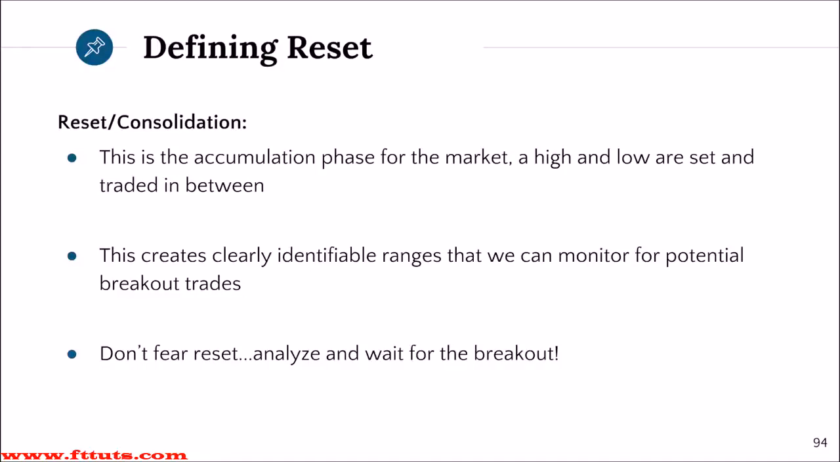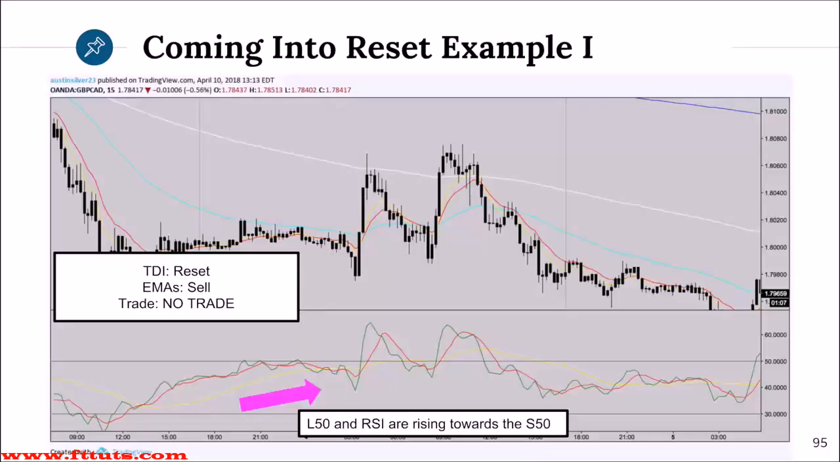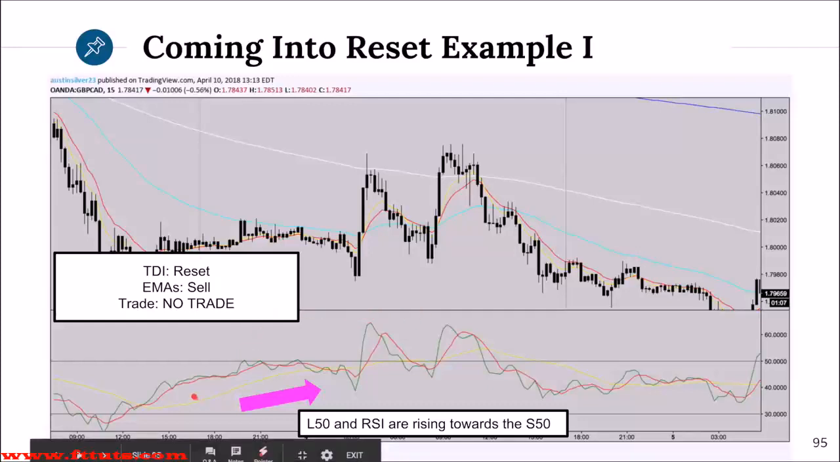I'll say it one more time. Don't be scared of reset. Analyze and wait for it to break out. Let's identify a few examples of what a TDI coming into reset would look like. So here we can see TDI started the day. Again, here's that period separator. I want to make sure you guys see that. You can see the TDI started the day very low in the sell zone. Liquid 50 was down here close to 30, probably around 35 or 40. Moved up towards that stationary 50 value all Asia. The entire Asian session, it moved up towards reset.